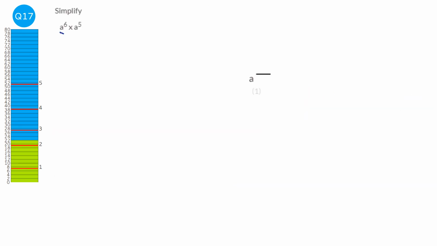Another way of writing a to the power of 6 is a times a times a times a times a times a. And another way of writing a to the power of 5 is a times a times a times a times a. Now you might notice that altogether there are 1, 2, 3, 4, 5, 6, 7, 8, 9, 10, 11 a's that are being multiplied together. When you multiply something together 11 times, you get that thing, which is an a, to the power of 11.